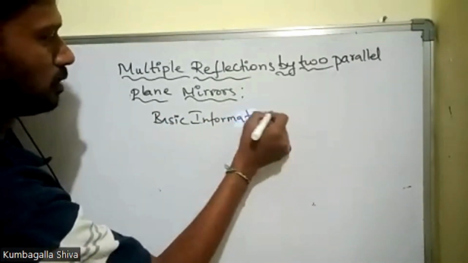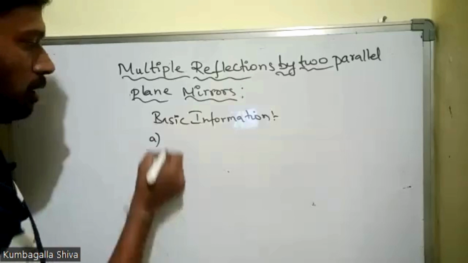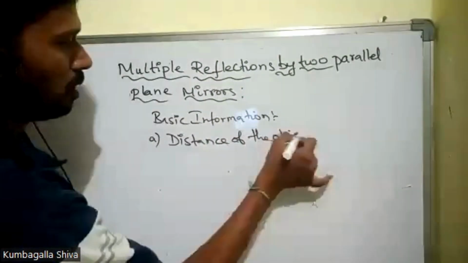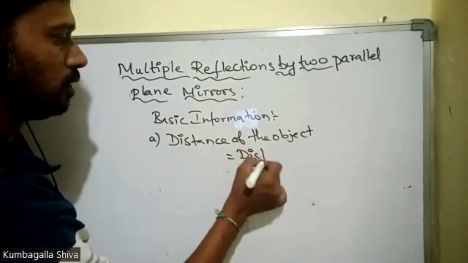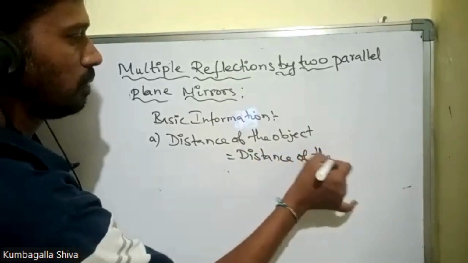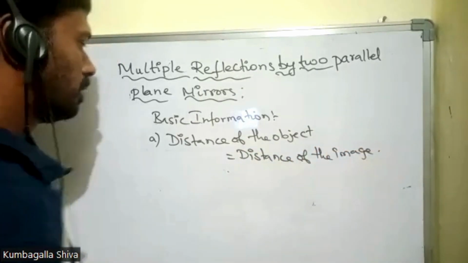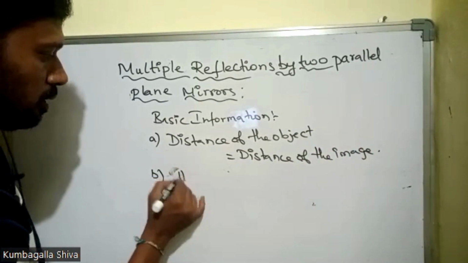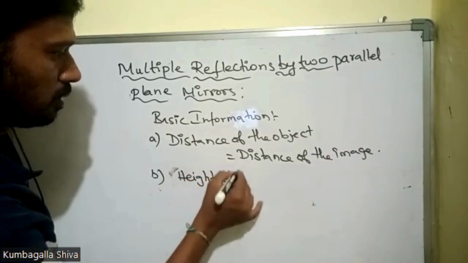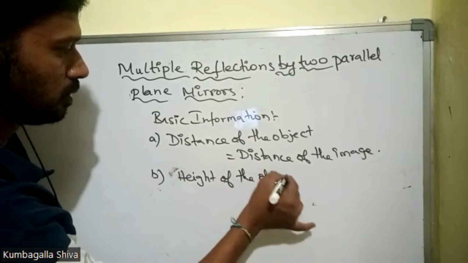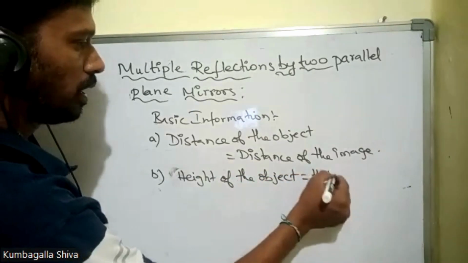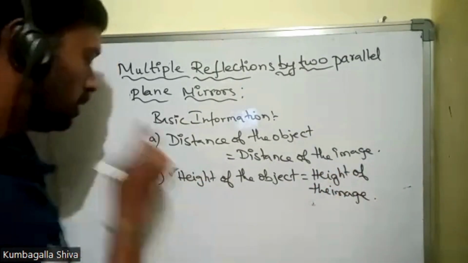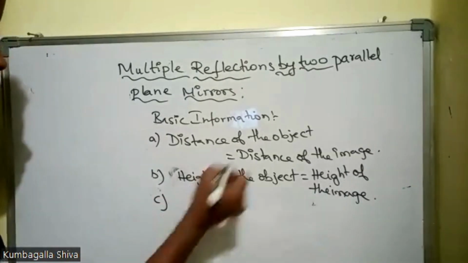we need to understand this. So first basic is that distance of the object is equal to distance of the image for a plane mirror. And next one, height of the object is equal to height of the image. Next one, C is the basic information for a plane mirror.